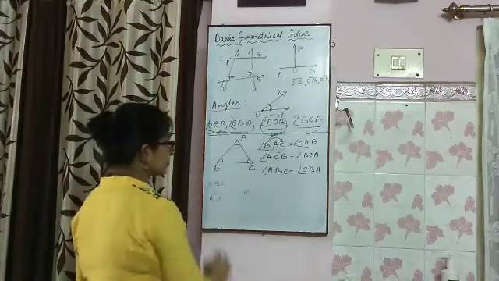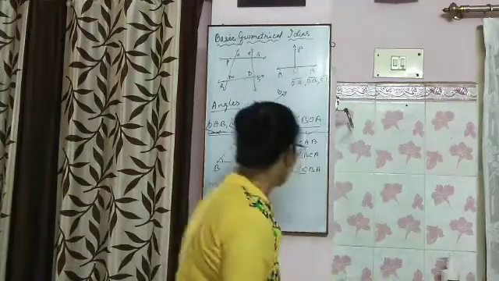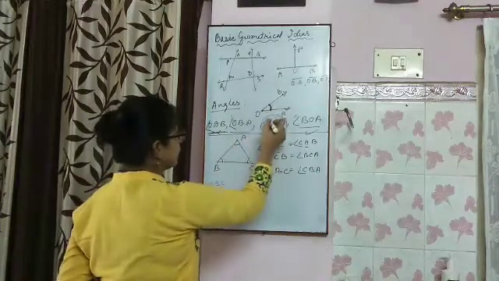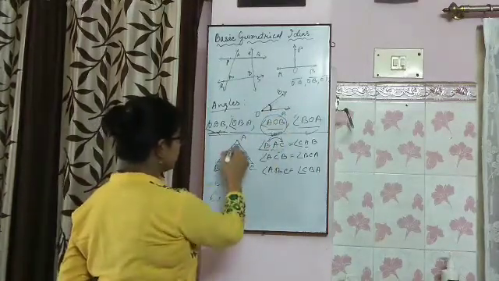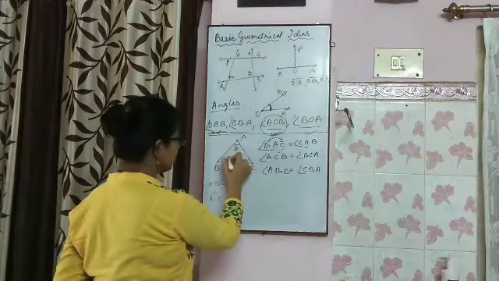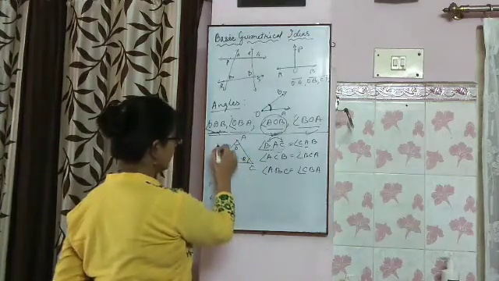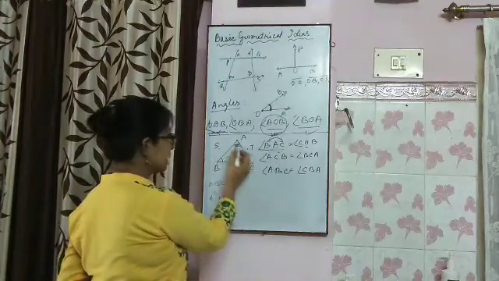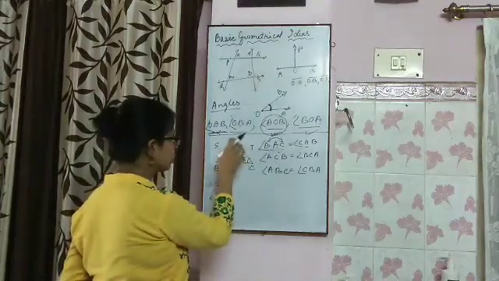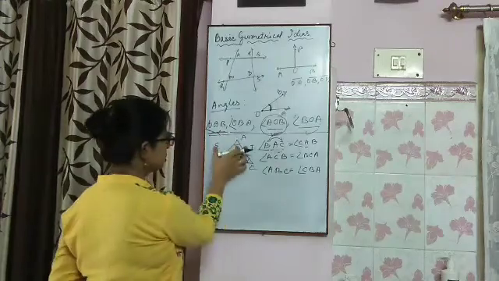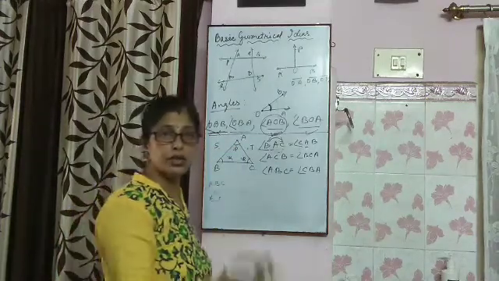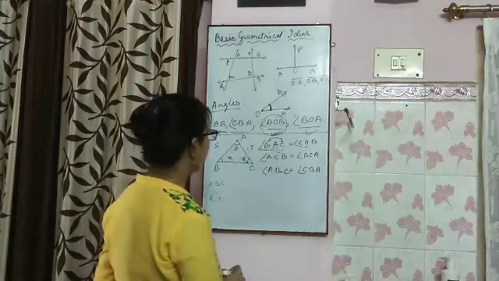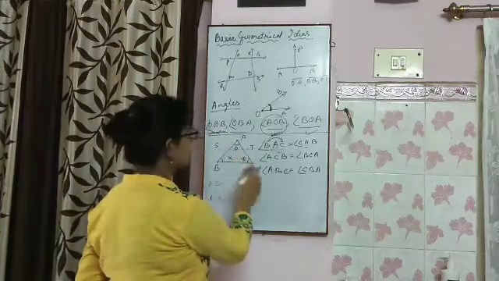And then if any point is asked whether interior or exterior, suppose it is P, Q, R, S, T. These points are inside the triangle, inside the figure, so they are called interior points. These other 2 points are outside the triangle, so they are called exterior points. Interior points and exterior points.